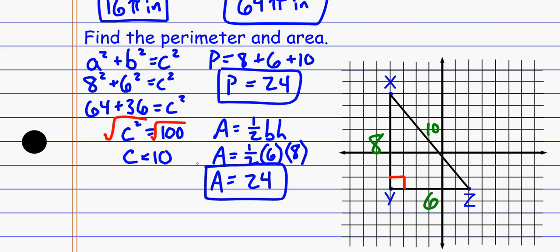And even if we want to label this generically, we could call the perimeter 24 units. The area would be 24 units squared. Okay, so just be aware of the units that are associated with this.